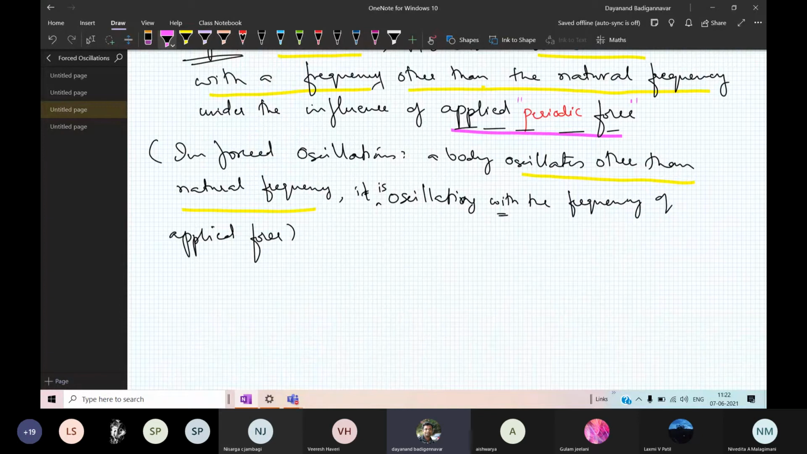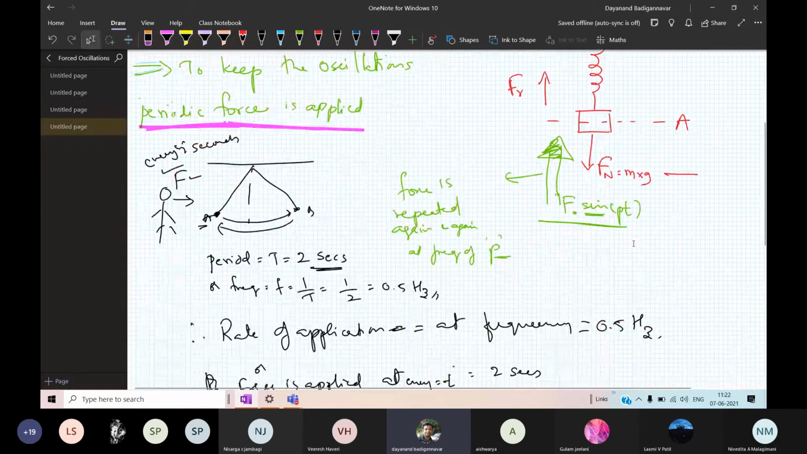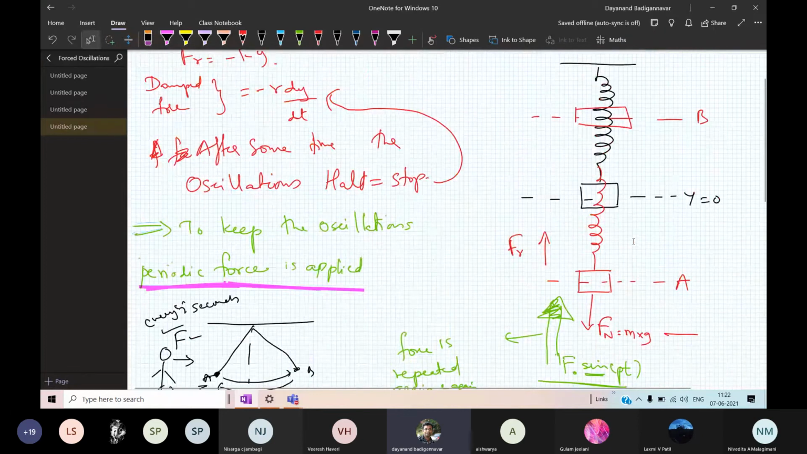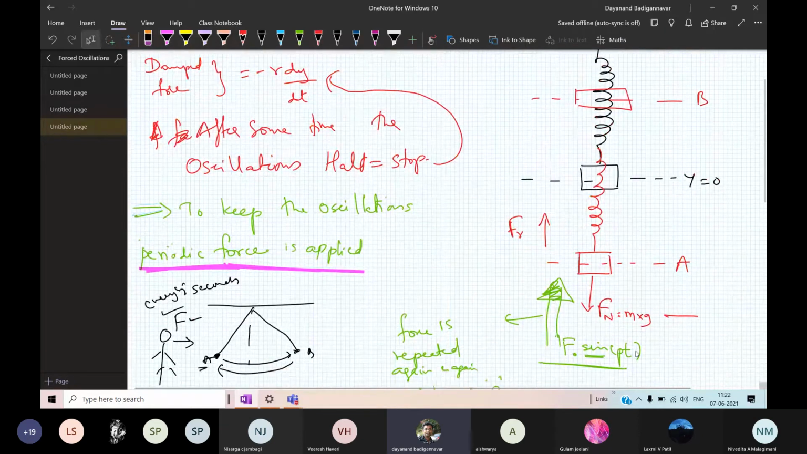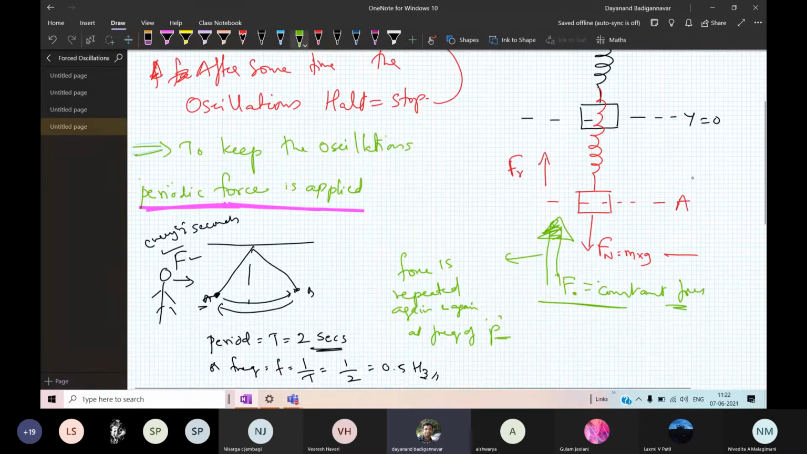Okay, so you have the spring mass system. If I had applied only this much force, this is a constant force. It is nothing but a constant force. You are getting the point? But I want a force which is periodic. This is not periodic. It is only a constant force, applied once. But I want periodic.